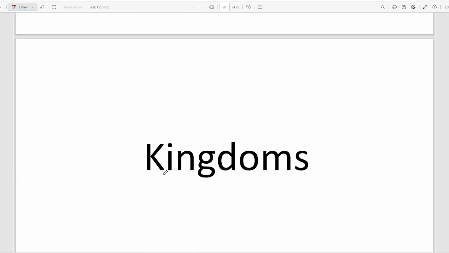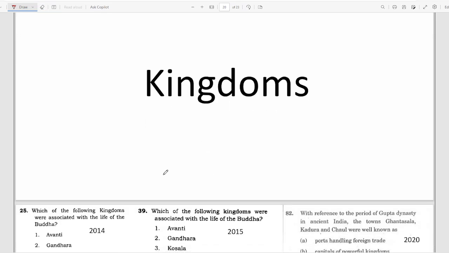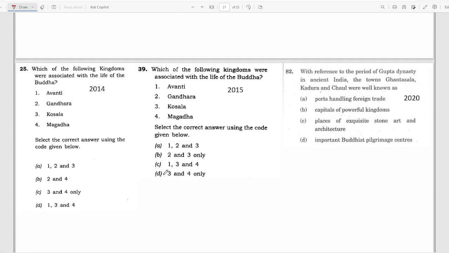Moving on to the next part, that is the kingdoms. In 2014, the question was, which of the following kingdoms were associated with the life of Buddha? And 2015 was also the same question. Which of the following kingdoms were associated with the life of Buddha? Avanti, Gandhara, Kosala and Magadha. Options also were very similar.